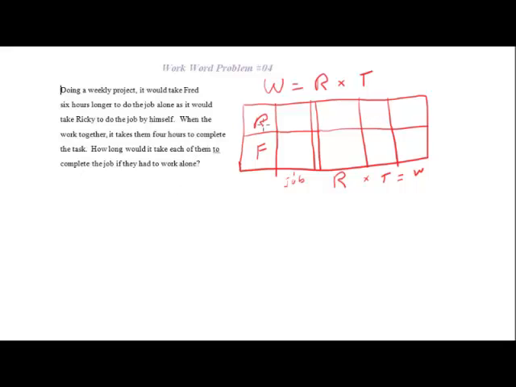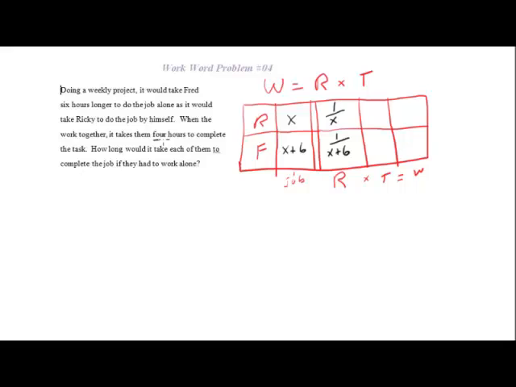So this problem is going to be a little bit different. Again, I need to know how long it took Ricky to do the job. So I'm going to call that x, because I know that Fred is 6 longer than that. So Fred is going to be x plus 6. Now again, the pattern stays the same. The rate is 1 over the time to do the job. So Ricky is 1 over x, and Fred is going to be 1 over x plus 6.